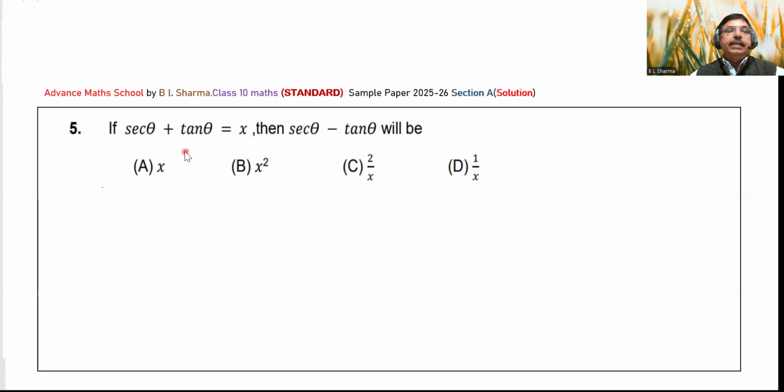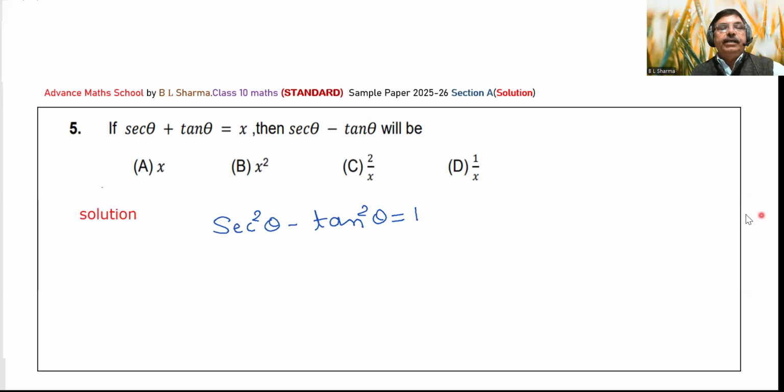Sec theta plus tan theta is equal to x. Then what is the value of sec theta minus tan theta? We have the identity, see, sec square theta minus tan square theta is equal to 1. As 1 plus tan square theta is equal to sec square theta, so sec square theta minus tan square theta is equal to 1.